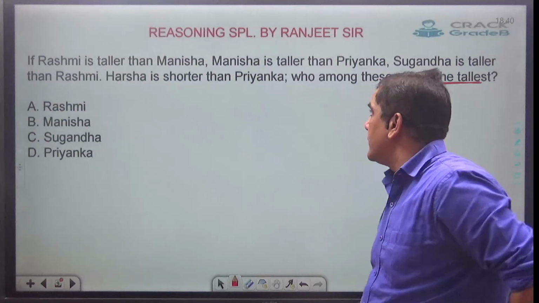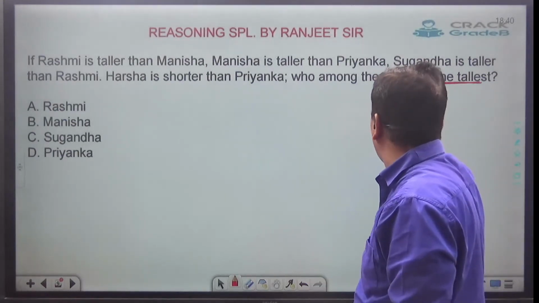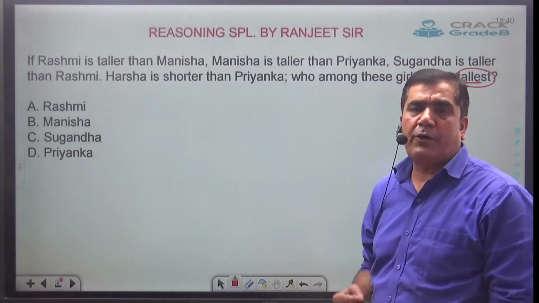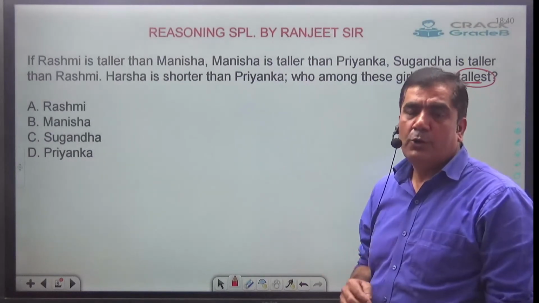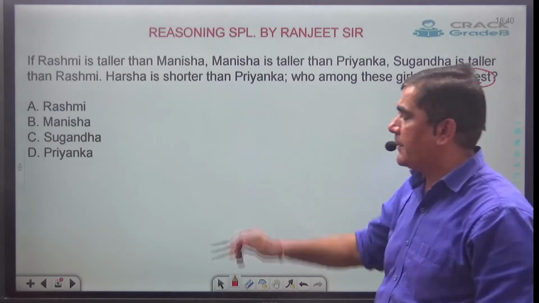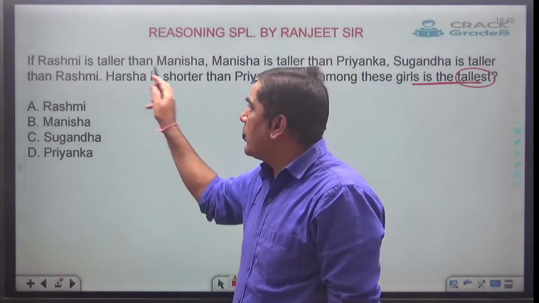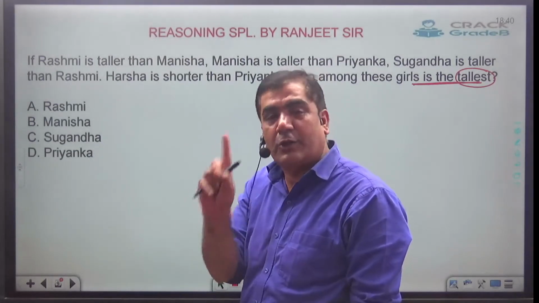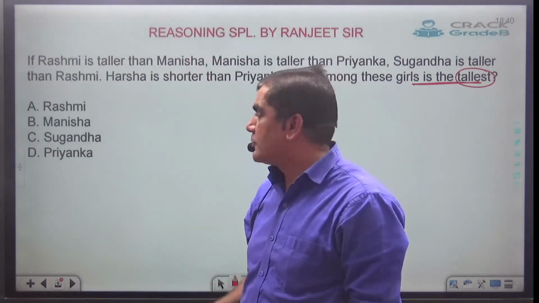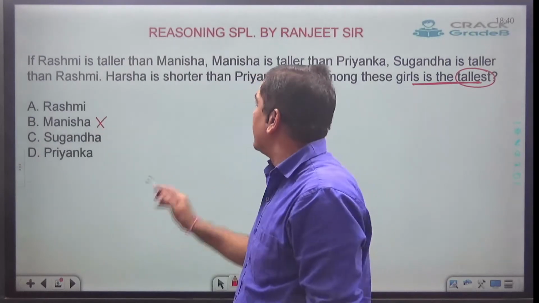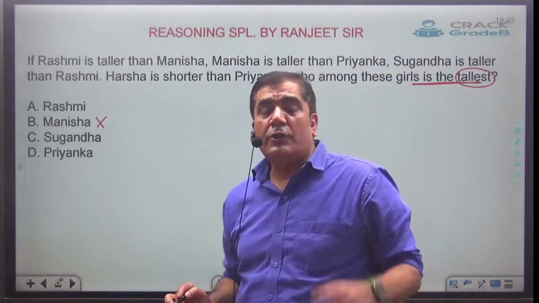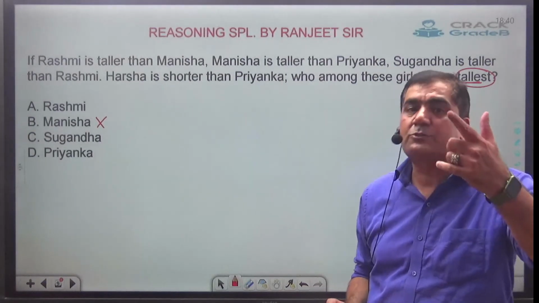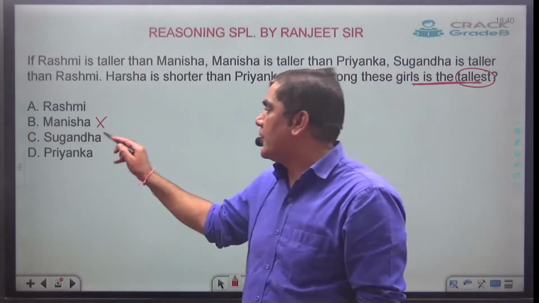Okay, let's start. Here the question is, who among these girls is the tallest? So they are looking for the tallest. Now my job is to find out who can't be the tallest. Now read the statement. Rashmi is taller than Manisha, which means Manisha cannot be the tallest as Rashmi is taller than Manisha. So Manisha can't be the answer. Next one. Manisha is taller than Priyanka, so Priyanka cannot be the tallest. So Priyanka cannot be the answer.